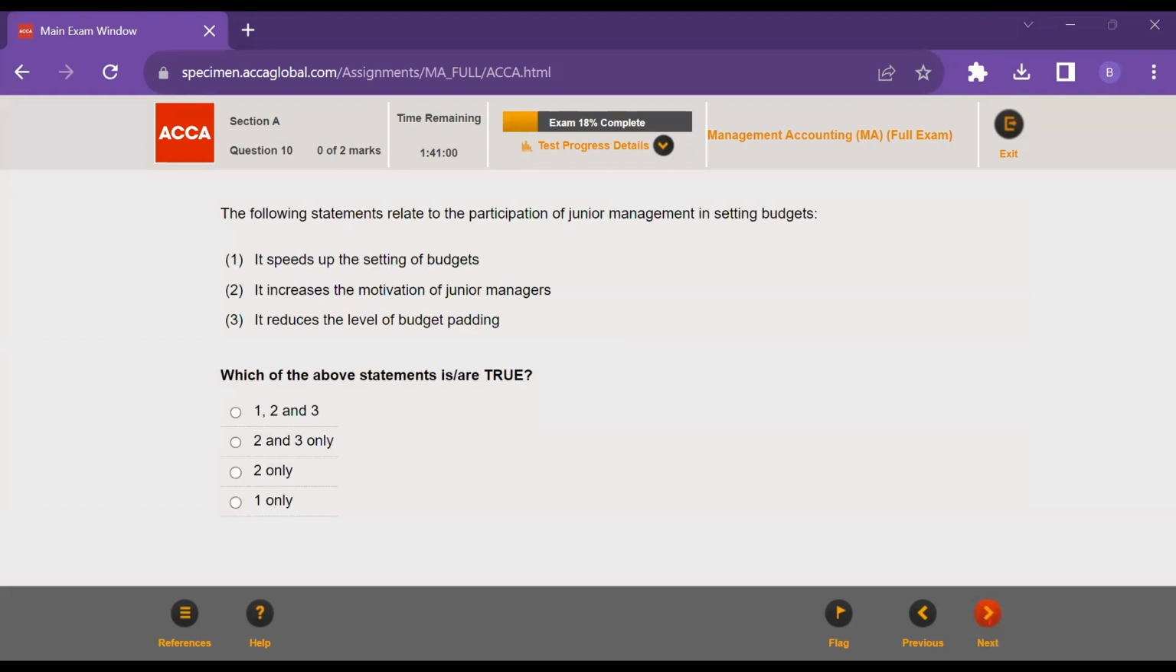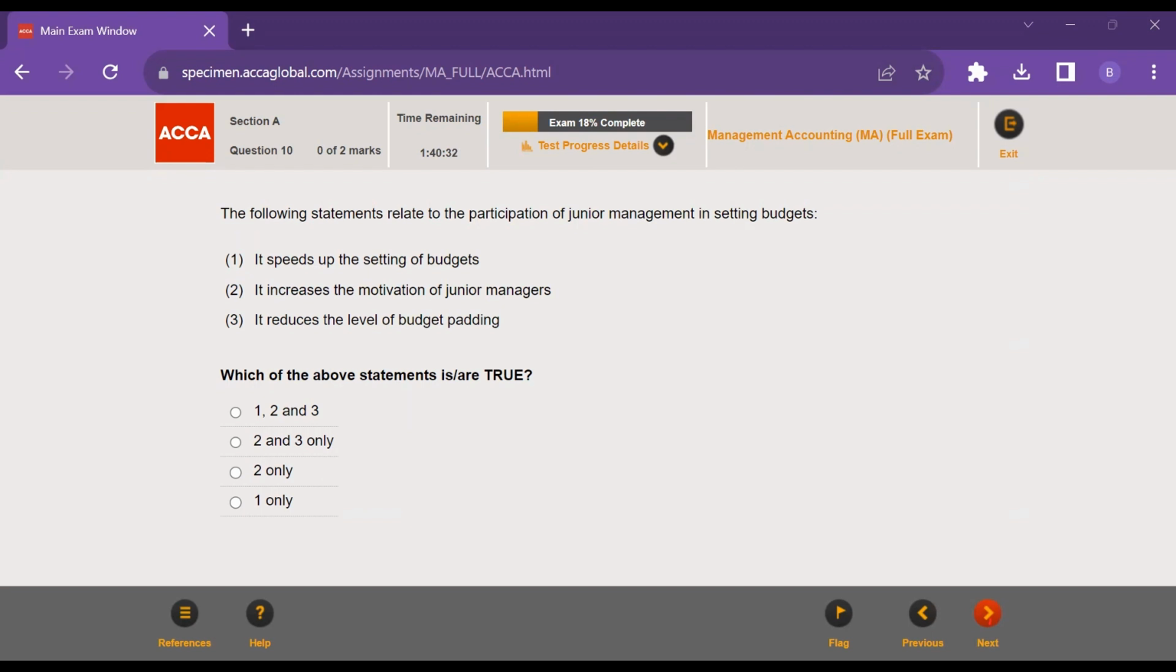The following statements relate to participation of junior management in setting budgets. It speeds up the setting of budgets. Definitely not when there are a lot of people involved. It takes time to do things, right? So, you will first ask for their participation and then you will decide what is wrong, what is right, and then you will set the budget. That is why it will not speed up the process. So, option 1 and 4 can straight away be eliminated.